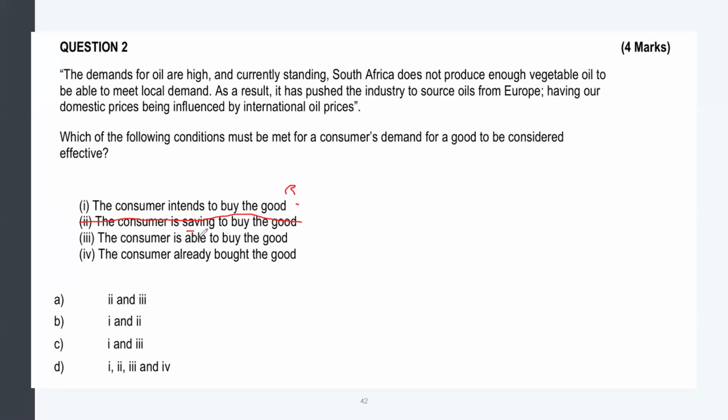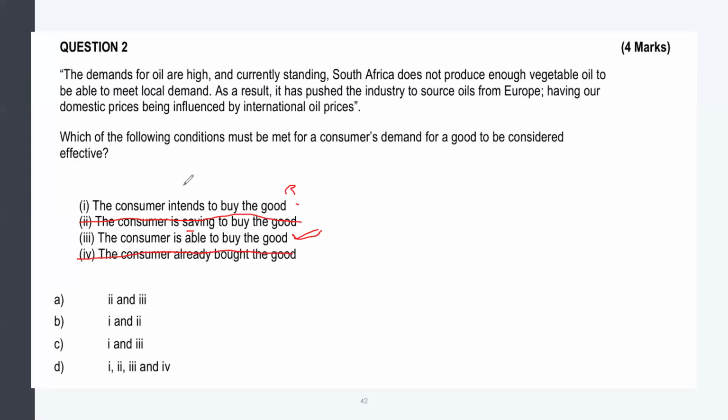Next one, the consumer is able to buy the product. So the ability is there. The ability is there on this one. The consumer already bought the product. This one is not demand because the consumer has already bought the product.